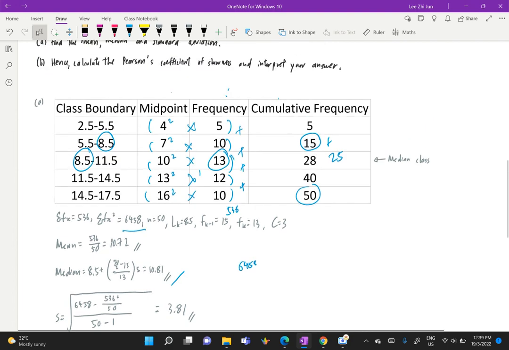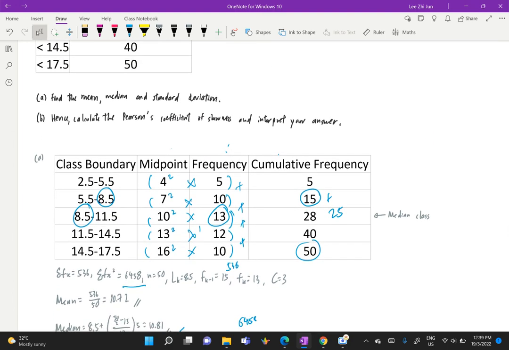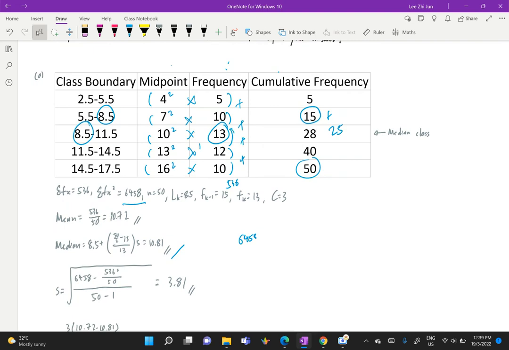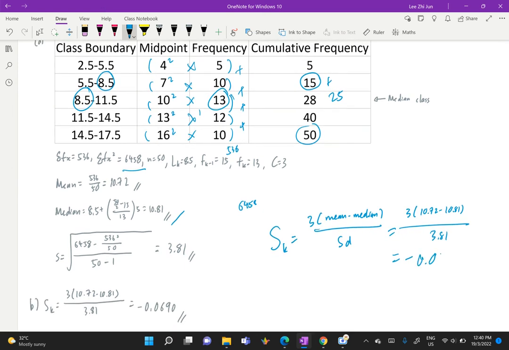And square root it. Second, calculate the Pearson coefficient of skewness. Now I have the mean, median, and the standard deviation. So I use the median. So Sk, by using the formula, mean minus median, divided by standard deviation. The Sk will be 3 times 10.72 minus 10.81, divided by 3.81. So I will get negative 0.0690.